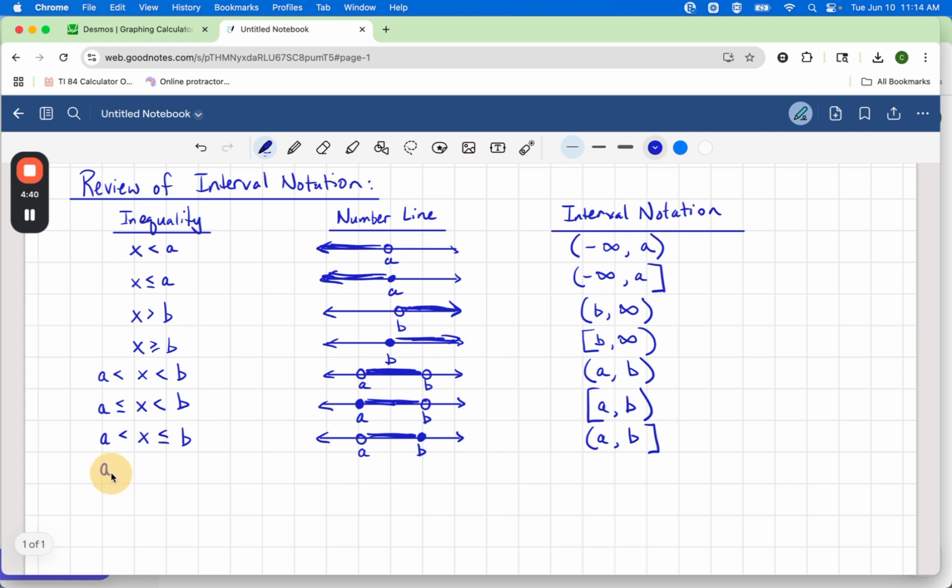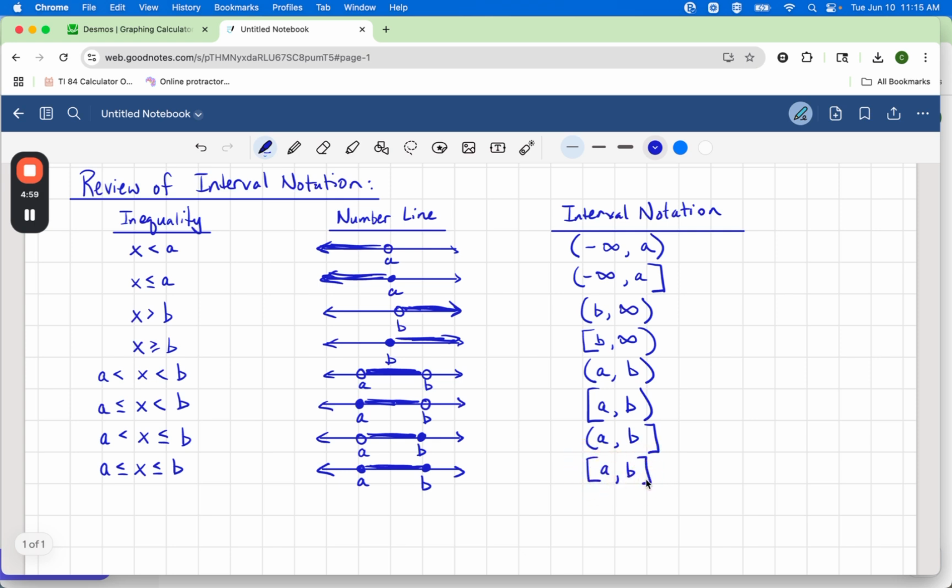And then I have the fully closed interval. Both a and b have closed circles, so they both have brackets in the interval notation.